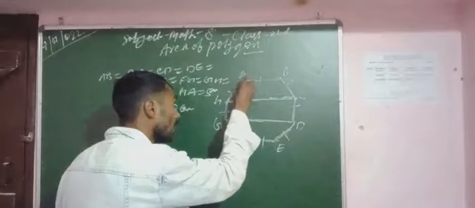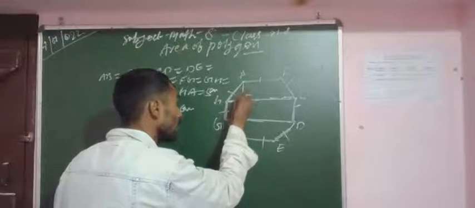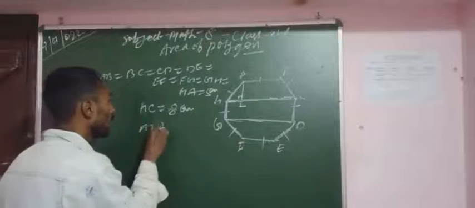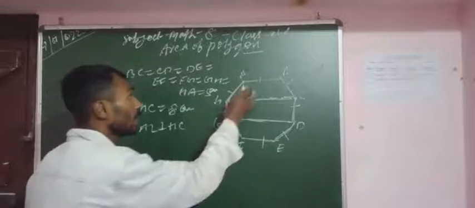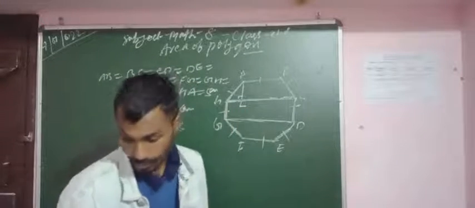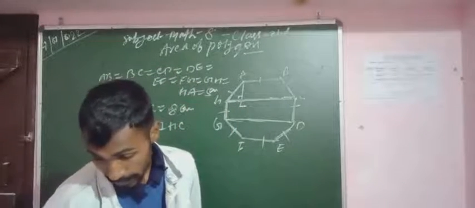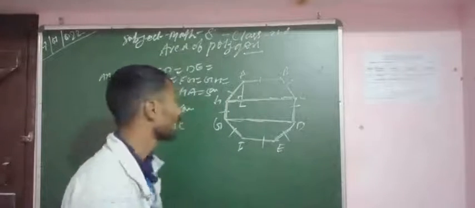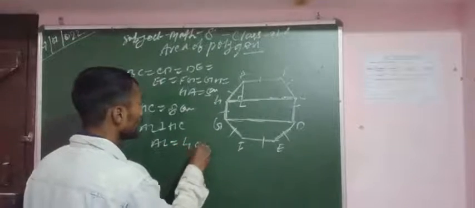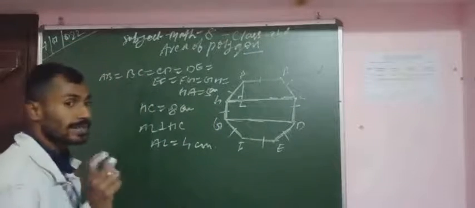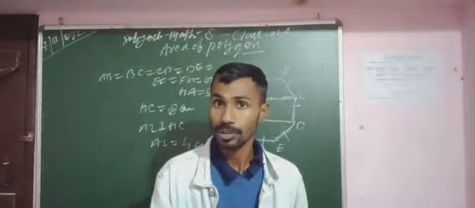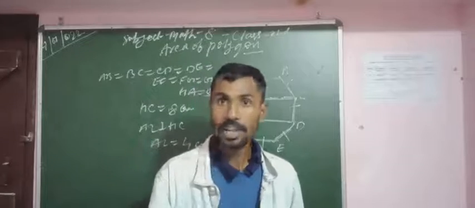Now look at this. This is the line AL which is perpendicular to HC. That means it makes an angle of 90 degrees with HC, and such that AL equals 4 centimeter. The length of AL is 4 centimeter. This is the basic information given about the question. Next, you have to find the area of the given polygon.